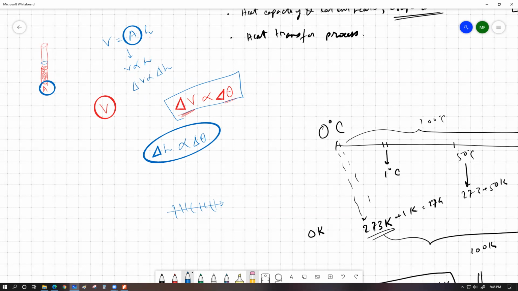So what have we done? Keeping the cross-sectional area constant, we reduced our effort. Measuring a volume can prove to be difficult, so we kept the cross-sectional area constant, so the volume measurement becomes proportional to the height measurement, and then that height measurement can give us the temperature information. And that's basically how we use liquid in glass thermometers.